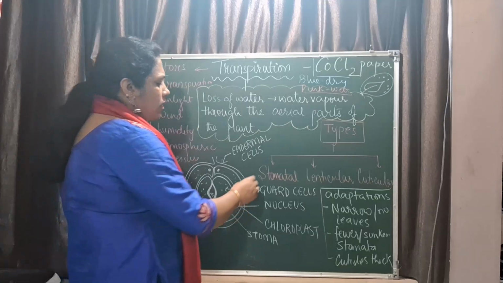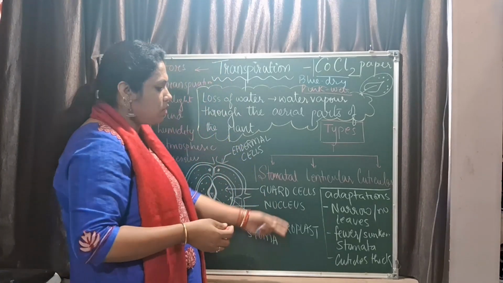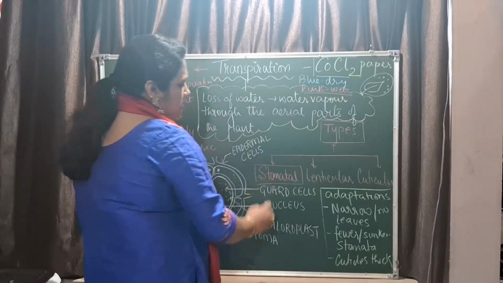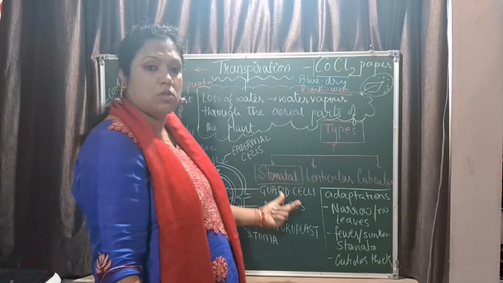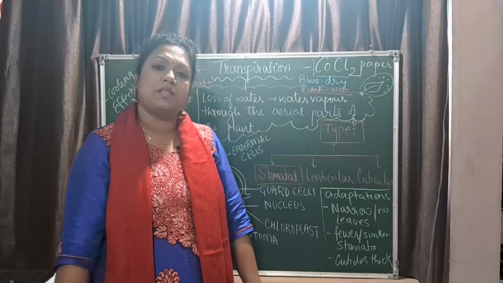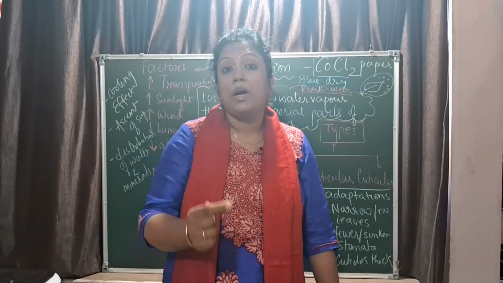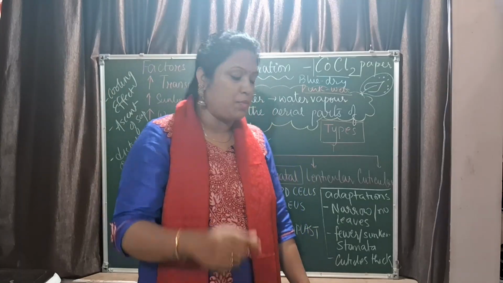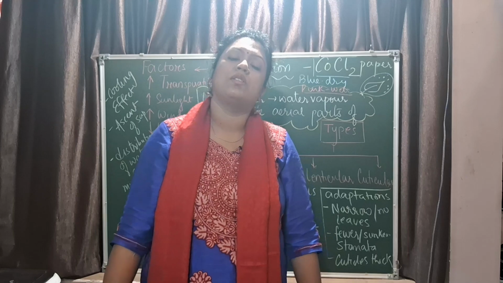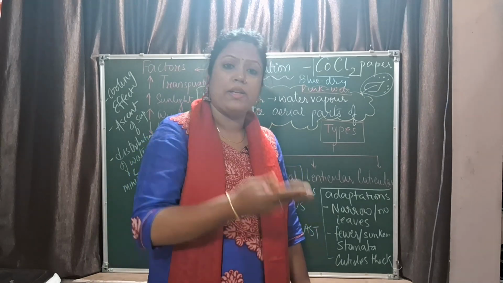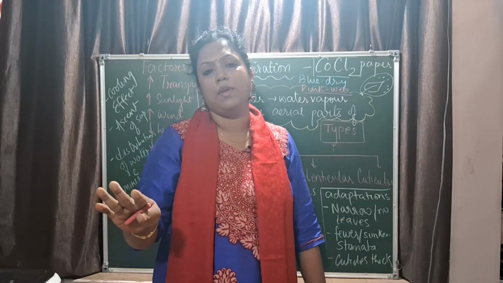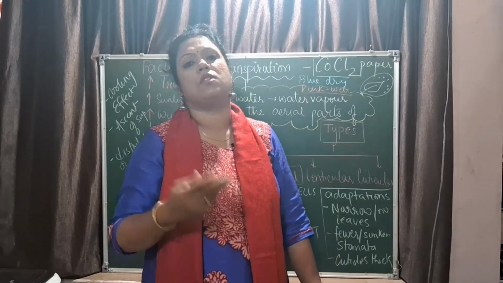This is all about the adaptations. The maximum transpiration occurs through the stomata. Lenticels are the small openings present on the older stem, on the bark of the older stem. Older stem is important, okay. And cuticles are the wax kind of coating present on the surface of the leaf. So the water also gets evaporated from the surface of the leaf. If the cuticle is thick, transpiration will be low. If the cuticle is thin, transpiration will be high.